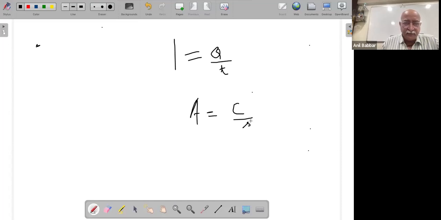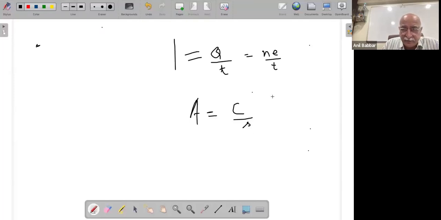And this charge is due to the number of electrons. Say n number of electrons are flowing and each electron is carrying a charge of e. Then it can also be written as ne upon t. So I is again equal to ne by t, where e is the charge of 1 electron, n is the number of electrons, and t is the time.